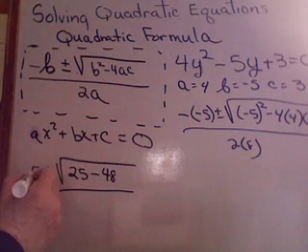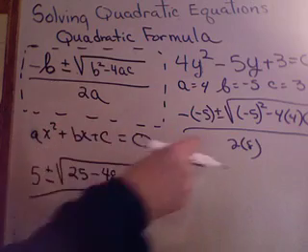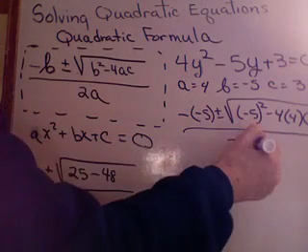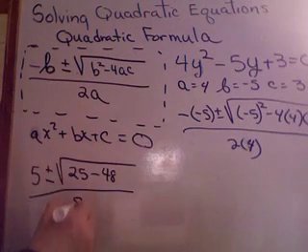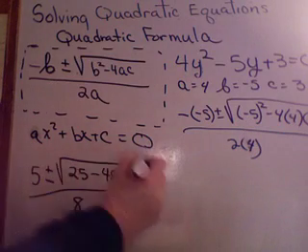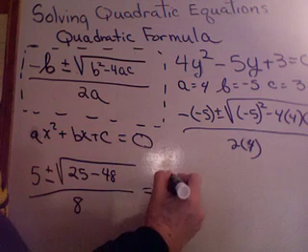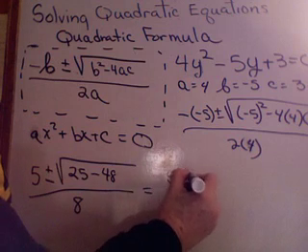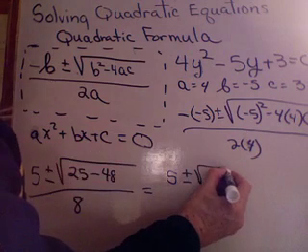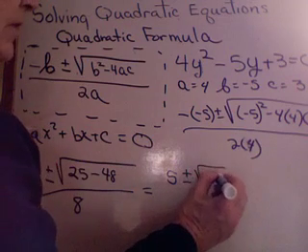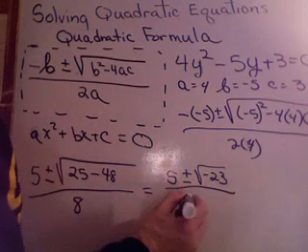All over 2a. That was 2 times 4. Sorry about that. 2 times 4, which is 8. I was thinking too fast. Careful of that. Great way to make a mistake. All right, 5 plus or minus 25 take away 48. Ooh, that's a negative 23. All over 8.